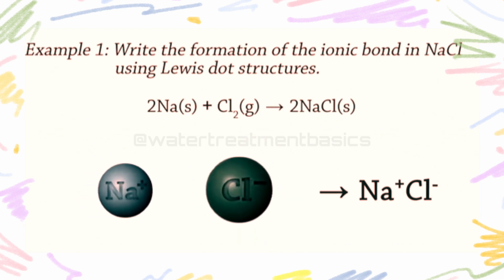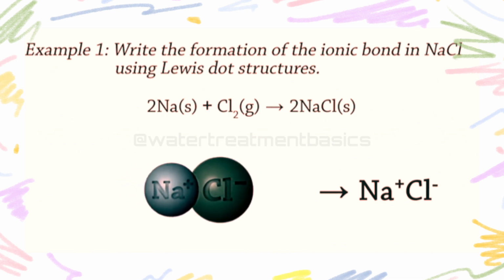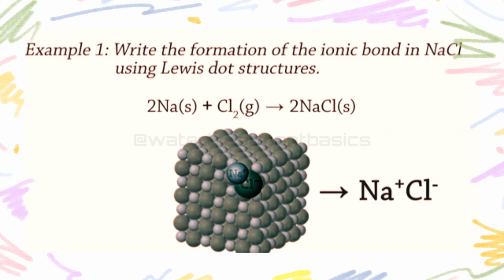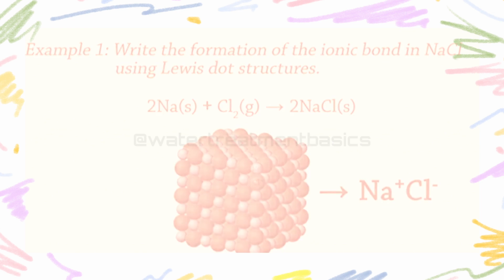The oppositely charged ions, which are strongly attracted to each other, arrange to form a lattice in 3 dimensions, where each sodium ion is surrounded by 6 chloride ions, and each chloride ion is surrounded by 6 sodium ions.